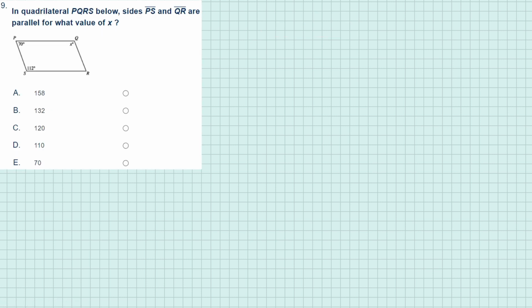We have quadrilateral PQRS below, sides PS and QR are parallel for what value of X? So this is your quadrilateral. A quadrilateral is a shape which has 4 sides. So PQRS is the quadrilateral in which PS and QR, these two sides, are parallel. But these two sides are parallel for what value of X?